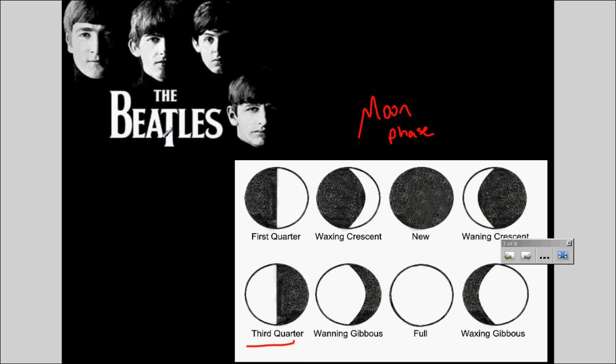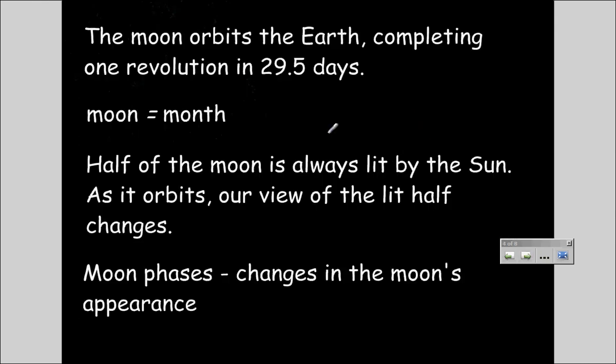If you said third quarter, you're correct. They are lit half and half, lit up on the left, just like the third quarter moon phase. So we'll come back to that later.